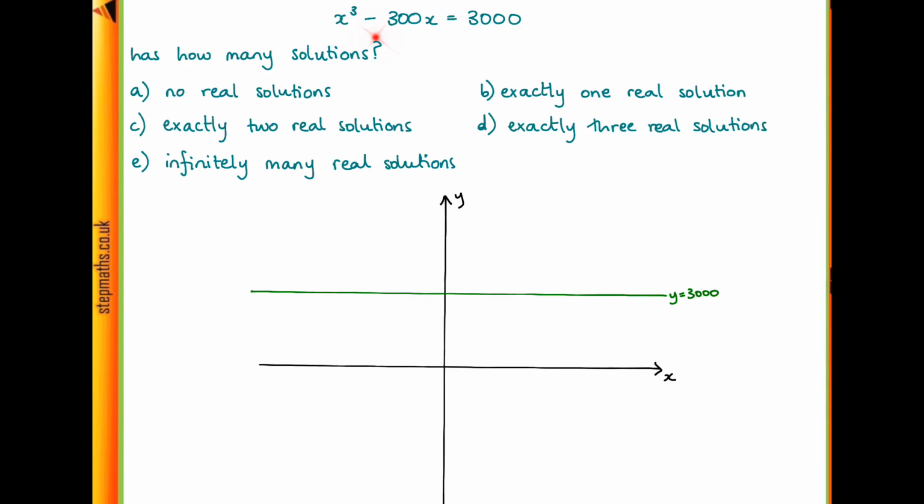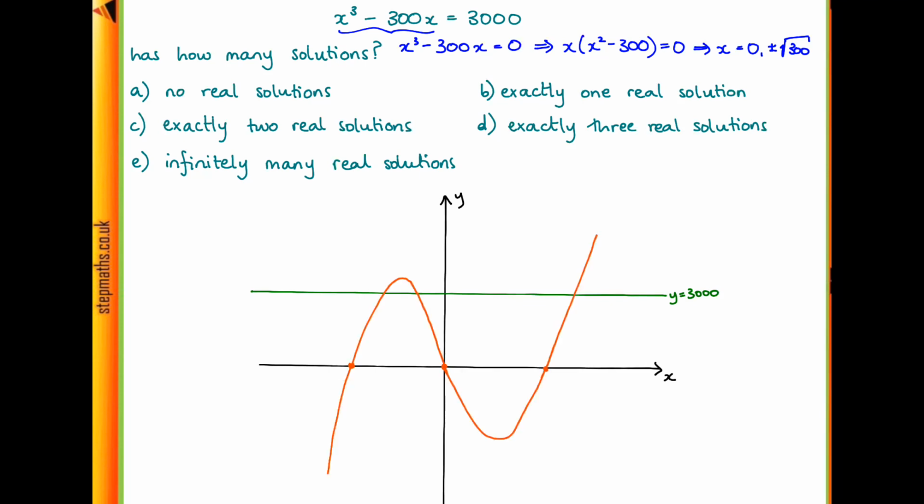And on the left-hand side, we have a cubic. I guess we don't need to know exactly what this cubic looks like, but it's not very difficult to find its roots. So if I put it equal to 0, can you factorize this cubic? Well, we can take the x out. So we have x times (x squared minus 300), and from this we see that its roots are x equals 0 and plus and minus root 300. So we have three roots: 0, plus root 300, minus root 300.